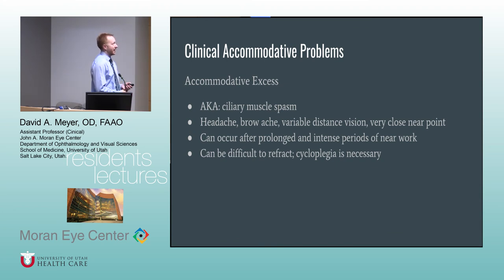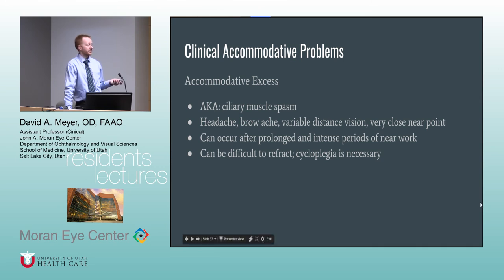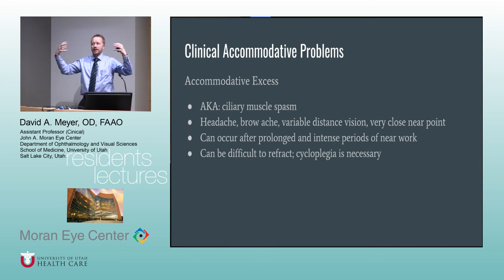And then you have accommodative excess. Another name for that is ciliary muscle spasm. They get a lot of headaches, kind of brow aches. Their distance vision fluctuates a lot. And this can be tough because fluctuating distance vision can be dry eye and a bunch of other things. But it could be accommodative problems where they're so used to accommodating all the time that it causes even their faraway vision to fluctuate a lot.